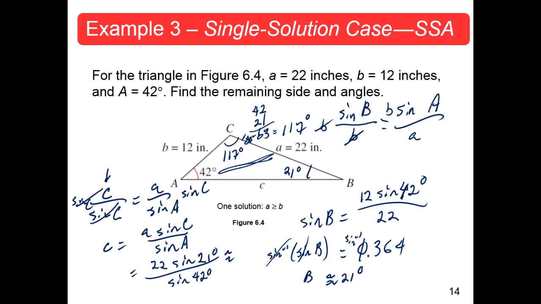Okay? Did you get an answer? Say again? Okay. 22 times the sine of 21 degrees divided by the sine of 42 degrees. What's that? Okay. Say again? What about it? Right, yeah.